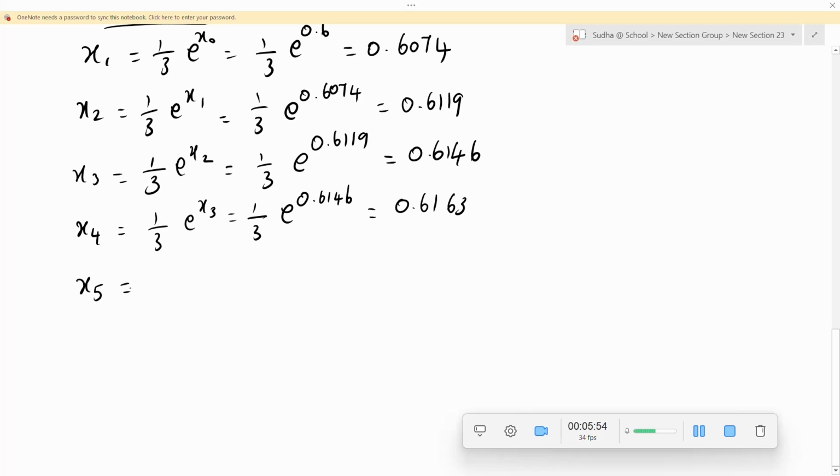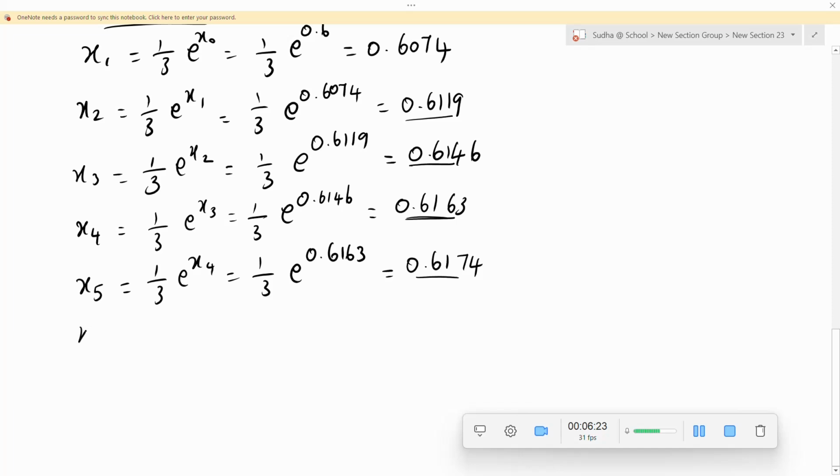Next to find x5. So 1 by 3 e to the power x4, 1 by 3 e to the power 0.6163. Simplifying, we get 0.6174. So now actually two decimals are correctly repeated, so we can continue the process.